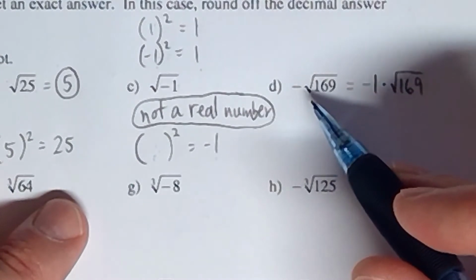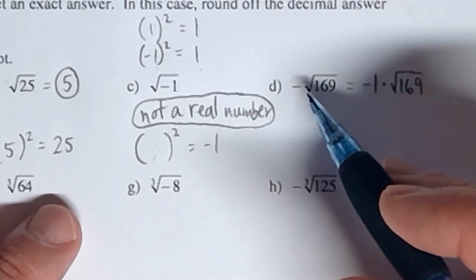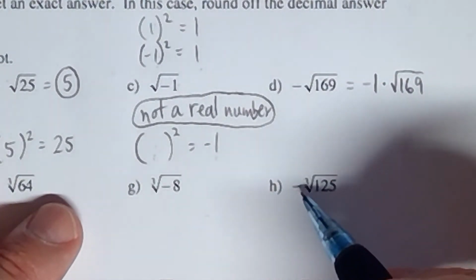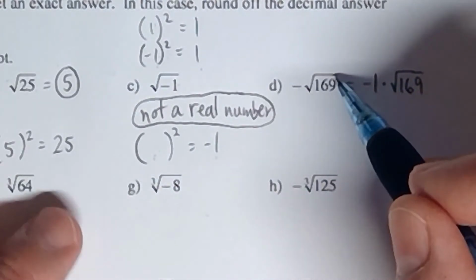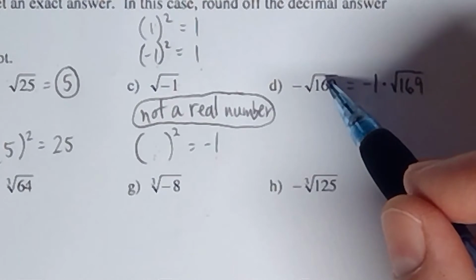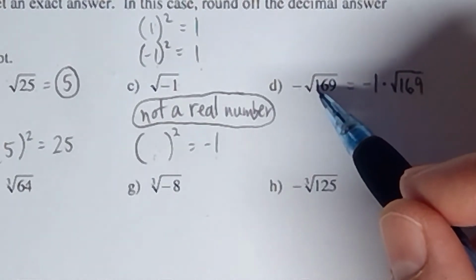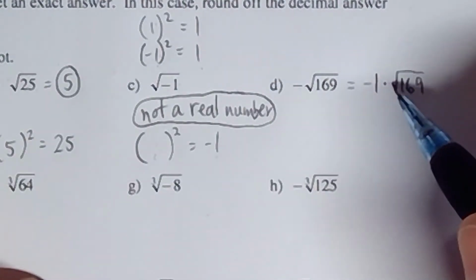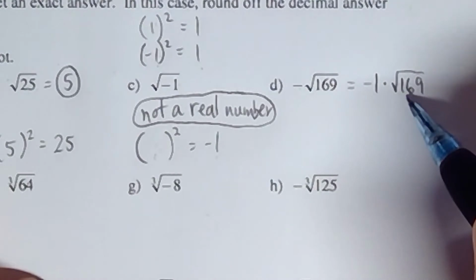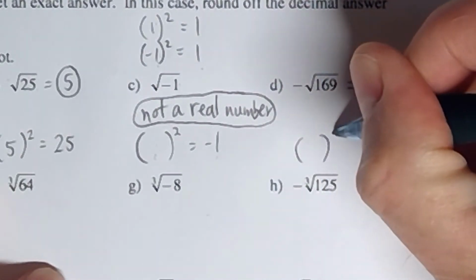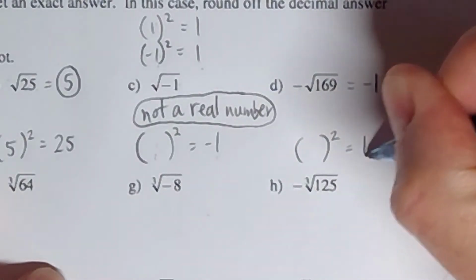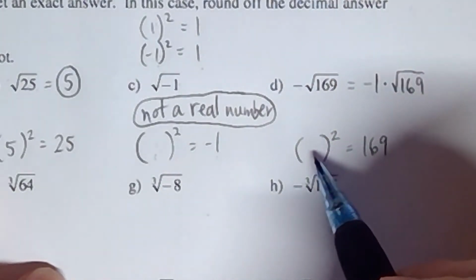Okay? In other words, if your entire problem, you guys, and you see the same thing down here in problem H, if your entire problem is a negative sign followed by a radical and there's nothing else, just those two things, the negative and the radical, then you set it up like this. You do the radical first, and then you multiply by -1. The radical is going to be the number that goes in here, isn't it?